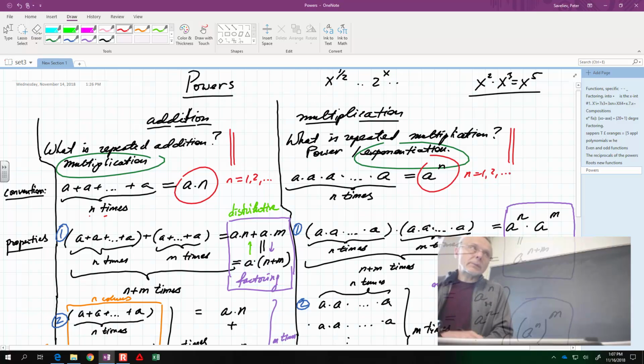So that was a limitation. Only if n runs between 1, 2, 3, 4, the idea of repeating operations makes sense. Repeating an operation 0 times does not make sense. Not common sense, it's certainly not common sense.